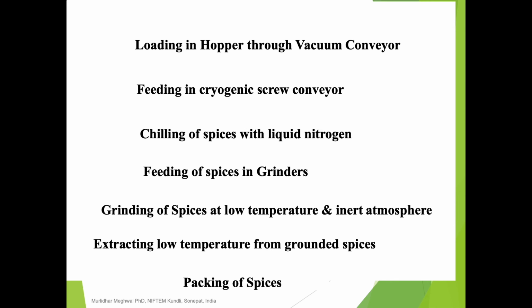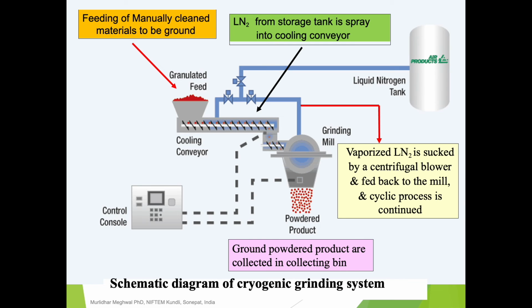So this is showing the flow chart of the different steps involved: loading in a hopper through a vacuum conveyor, then feeding in a cryogenic screw conveyor, then chilling of spices with liquid nitrogen, then feeding of spices in the grinder, then grinding of spices at low temperature and in an inert atmosphere, and then extracting low temperature from the ground spices, and finally the powder is packed. So this is the setup.